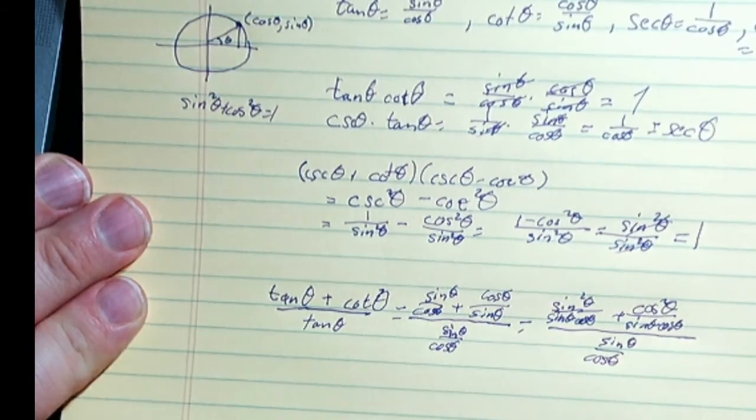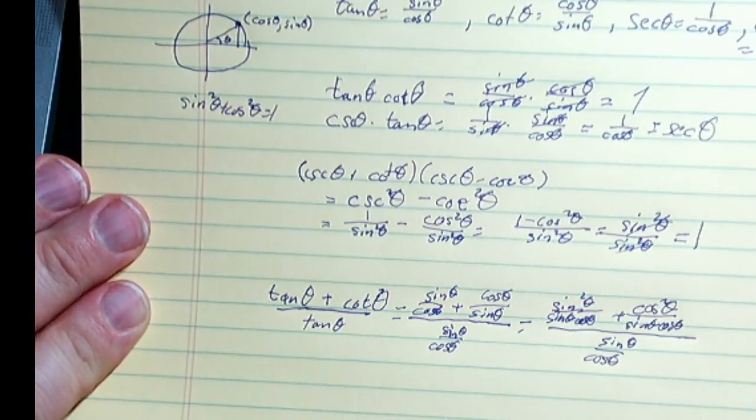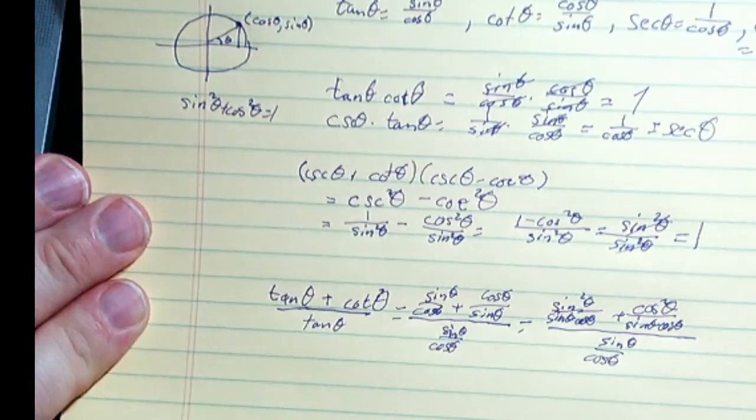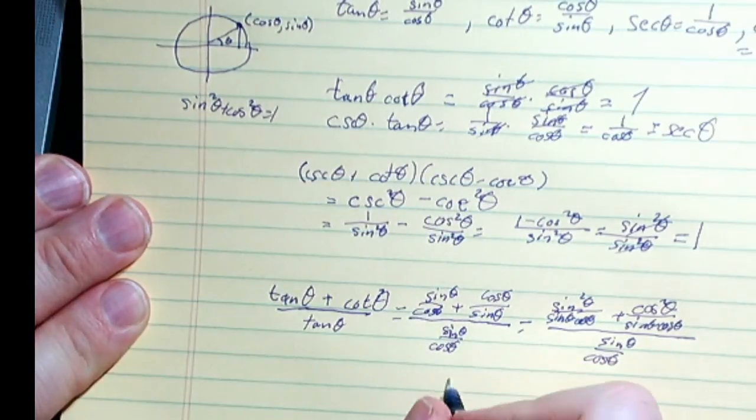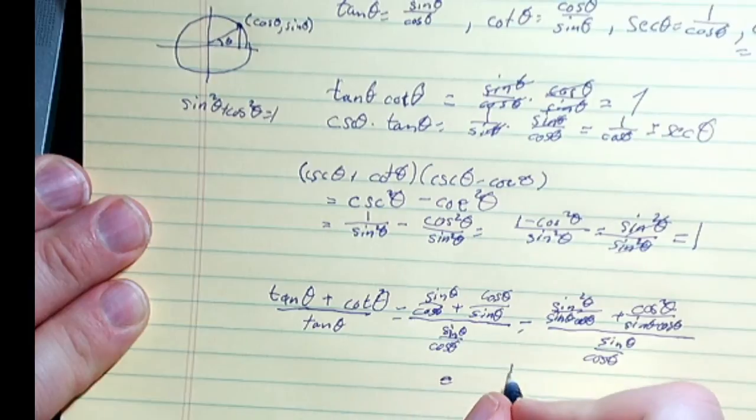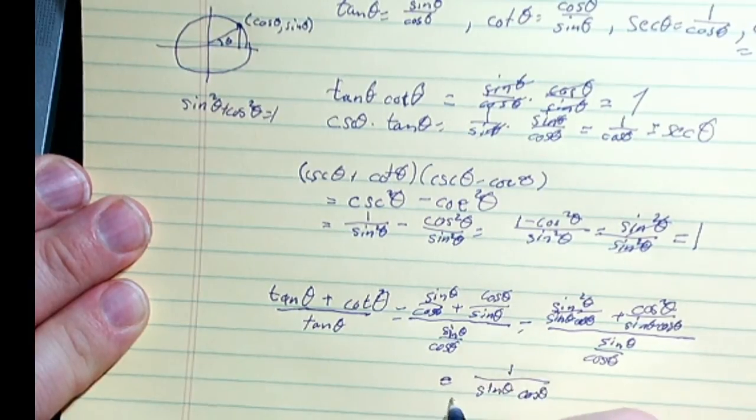We'll deal with that part later. Let's add these up. We get sine squared theta plus cosine squared theta in the numerator, and we know what that is. That's 1. We just proved it. It's right over here. That's Pythagoras' theorem again. So you end up with 1 over sine theta cosine theta, all over sine theta over cosine theta.